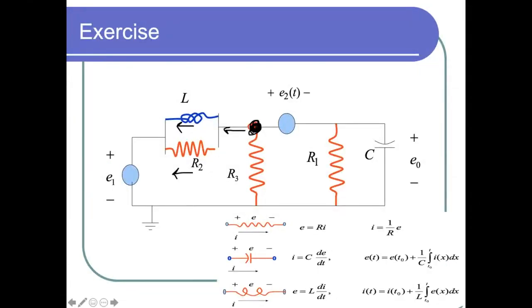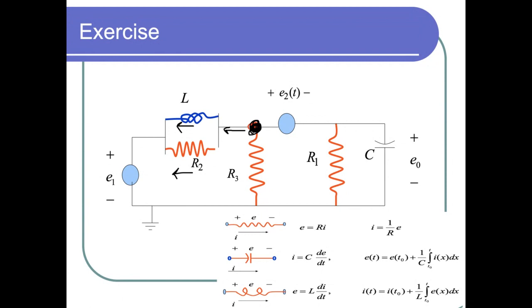So you can just consider it like that. And it's automatic, because if you want to study the current here between R3 and the inductor and the resistor here, R2, you directly need to study the two currents over here.